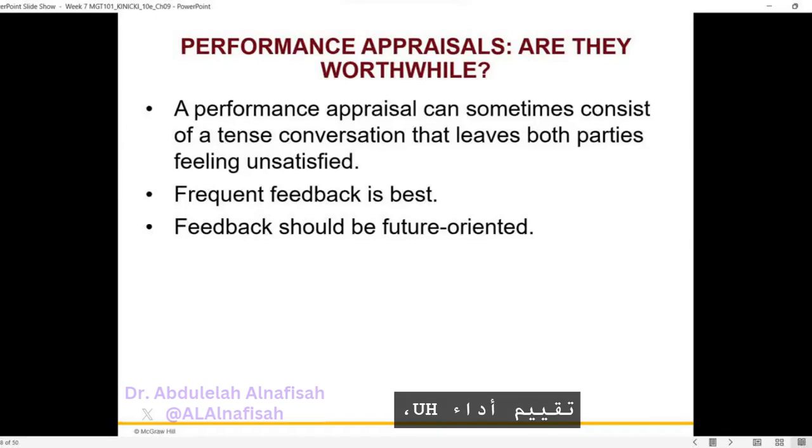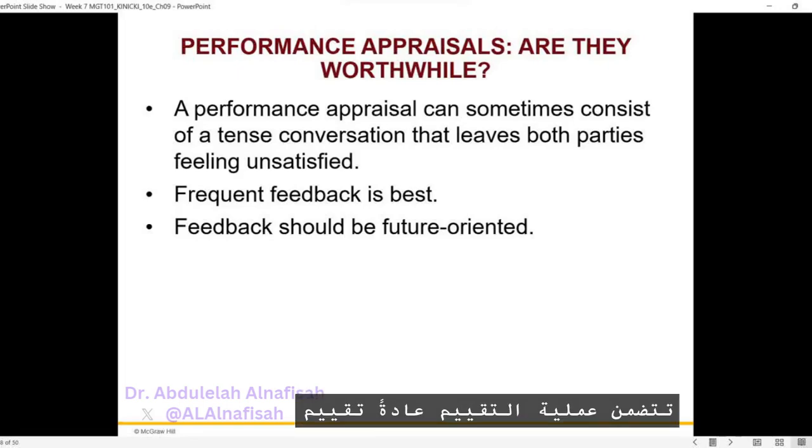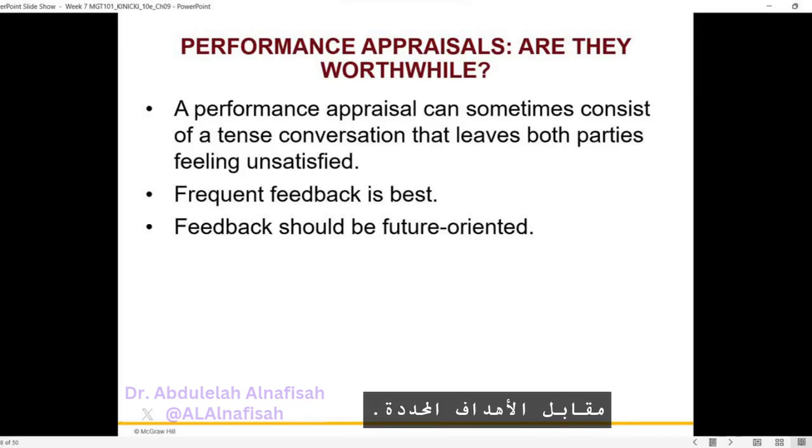A performance appraisal, also known as a performance review, is a management process that involves assessing employees' performance and providing feedback. The appraisal process typically includes the evaluation of employees' job performance against established goals, competencies, or performance criteria. Managers assess employees' strengths, areas for improvement, and provide feedback on their performance during the appraisal process.